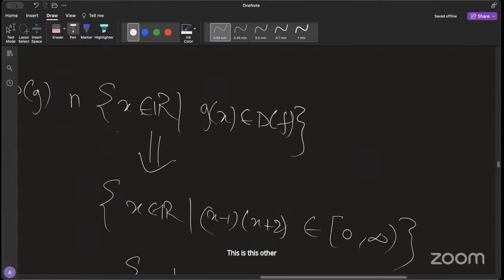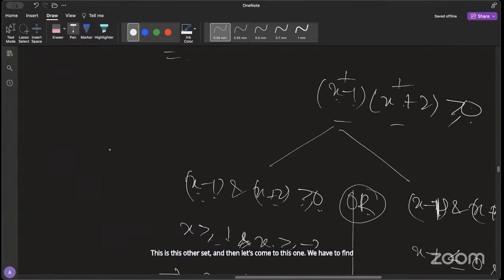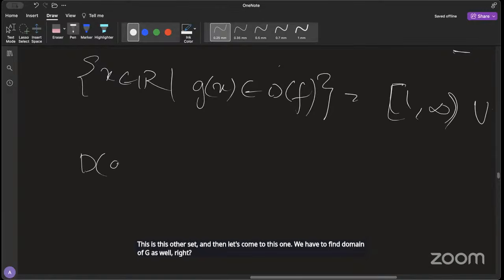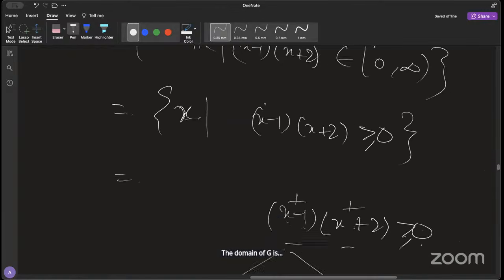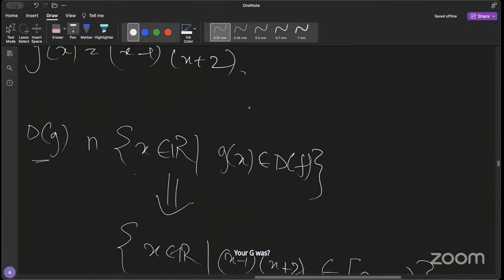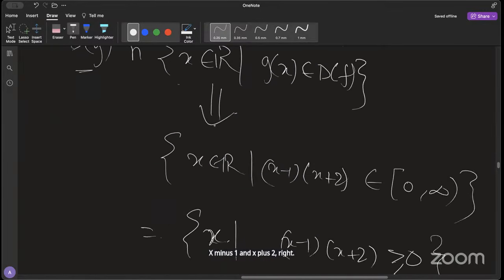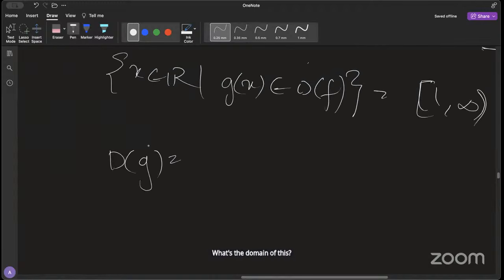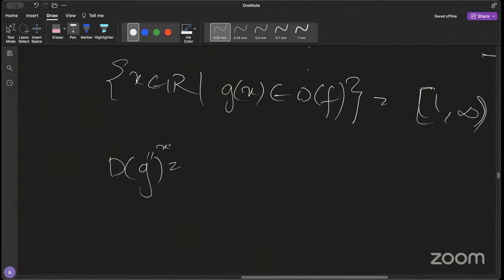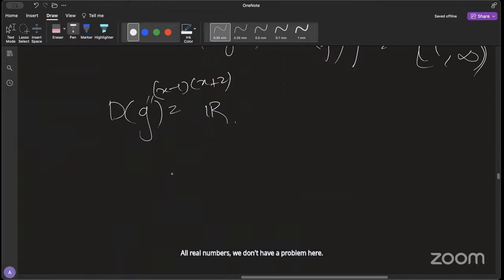And then let's come to this one. We have to find the domain of g as well, right? So the domain of g is, your g was x minus 1 and x plus 2, right? What's the domain of this? x minus 1, x plus 2. What's the domain of this function? All real numbers, we don't have a problem here. For any x, you will have an output, right?